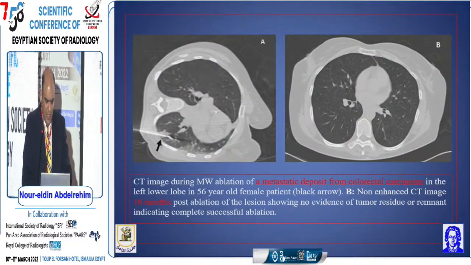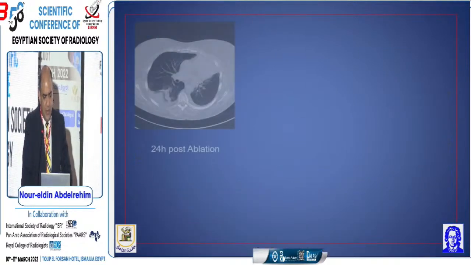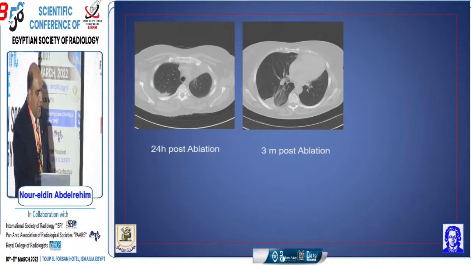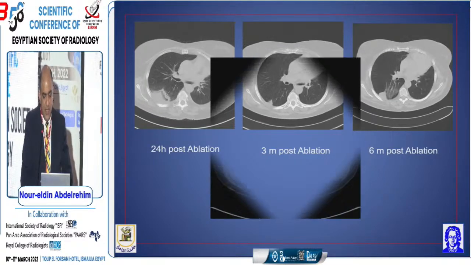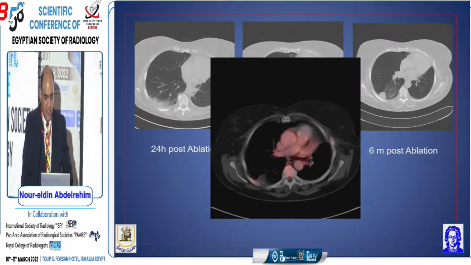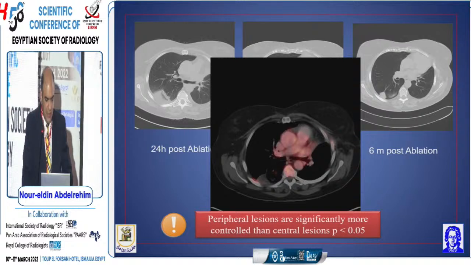The microwave has a larger advantage over radiofrequency due to the high energy that we can apply. This is a metastatic colorectal cancer, and after doing the ablation, we get a large ablation zone at the tumor bed, and 6 months post-ablation, we also see an atelectatic zone, and we did the PET scan, and it showed that there is no activity at the tumor bed, denoting success of this ablation technique.